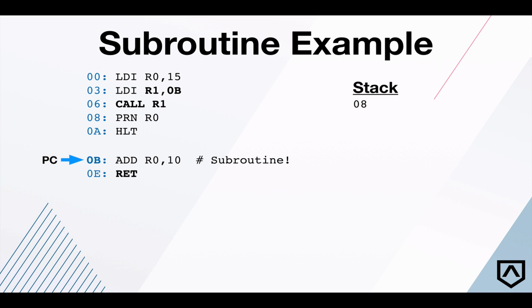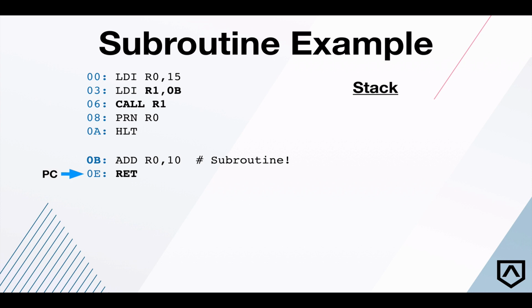The subroutine adds 10 to register 0. Remember, from address 0 way up there at the top, register 0 is 15, so after this it should be 25. And then we get our return instruction. The first thing return does is it pops the stack. So we got 8 on the stack. It pops that value and it puts it directly in the program counter. So the program counter is going to become 8 after this.